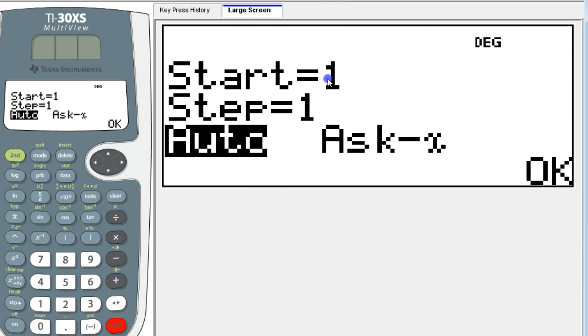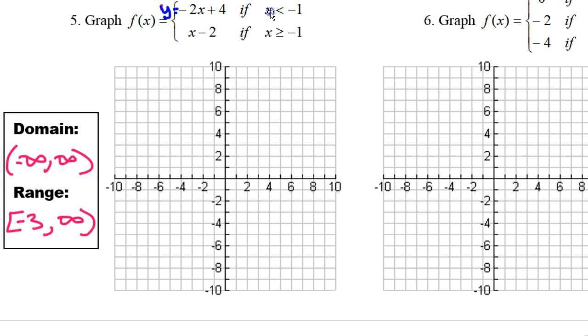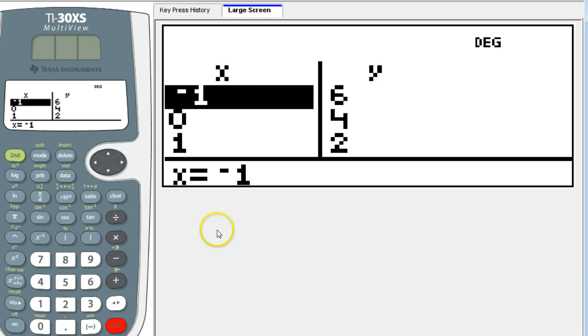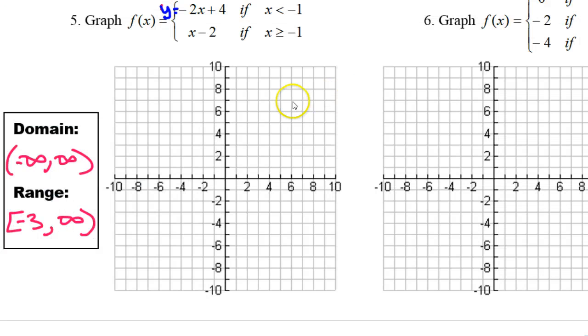Okay, now in terms of where to start, use this domain restriction. That negative 1 is going to be your endpoint, so that's where you're going to start, negative 1. So negative 1. Enter, enter, enter, enter. So this is going to be my endpoint right away, negative 1 comma 6. And again, it's going to be an open circle. So negative 1 comma 6, you put your open circle. So by this method, you don't need all those extra dots and all that stuff. You just go immediately to the right spot.